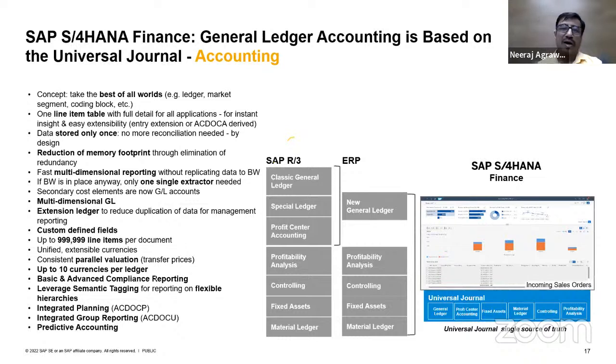Okay, fine. So coming back, then we have integrated planning and integrated group reporting. That's also now possible. And then the predictive accounting, where the prediction could tell how much sales could happen in future.